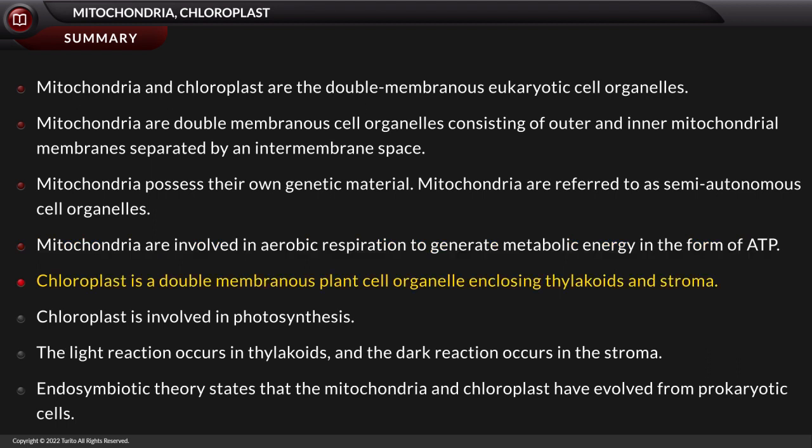Chloroplast is a double-membranous plant cell organelle enclosing thylakoids and stroma. Chloroplast is involved in photosynthesis. The light reaction occurs in thylakoids, and the dark reaction occurs in the stroma. Endosymbiotic theory states that the mitochondria and chloroplast have evolved from prokaryotic cells.